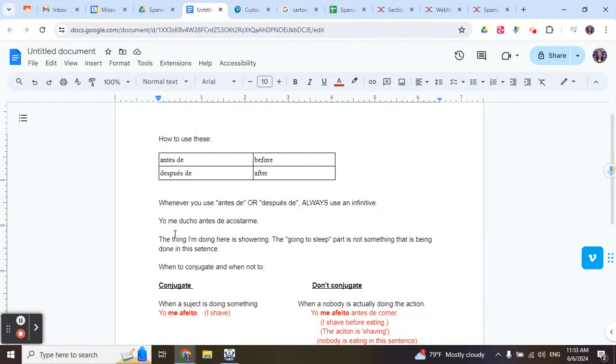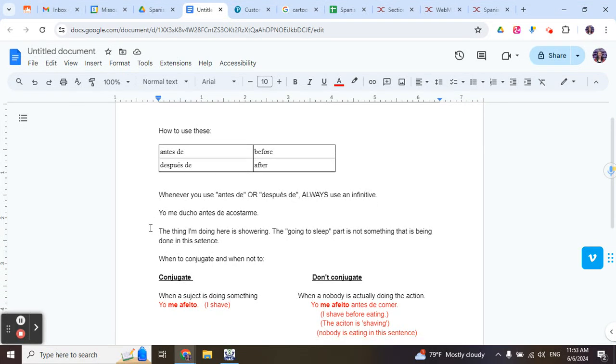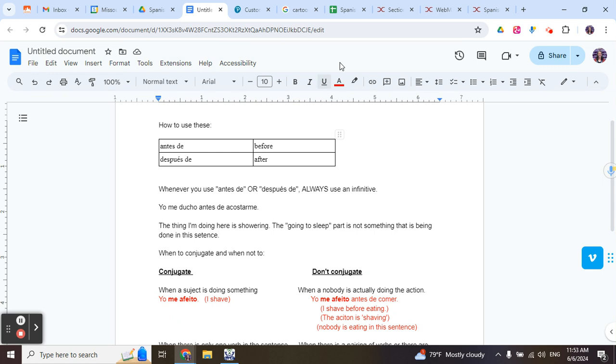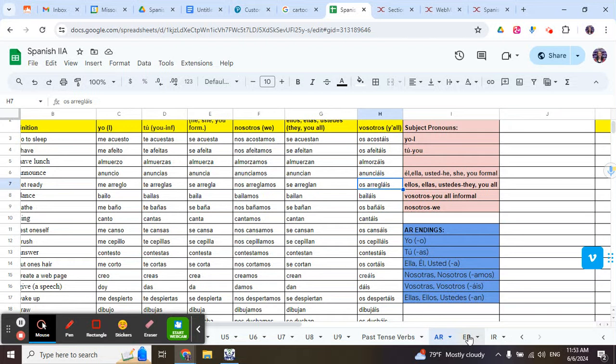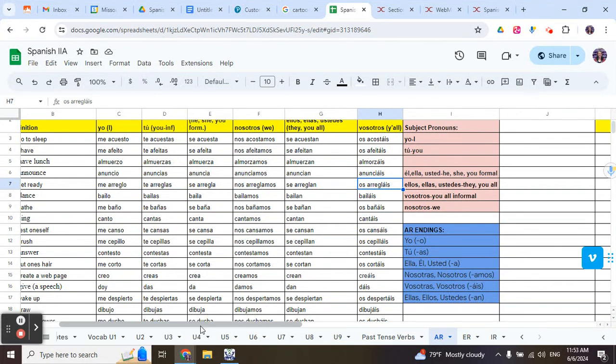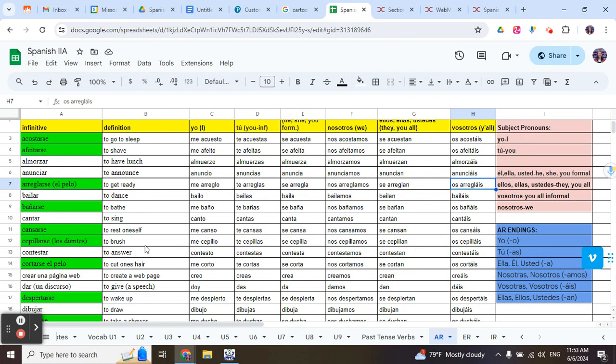When we're talking about using antes de and después de, there are some rules, and I thought this would be a good time to introduce you to times when we conjugate and times when we don't conjugate. Okay, so we know all verbs start as infinitives, and if you look at your charts where it says AR, ER, or IR, you can see all of your AR verbs, your ER verbs, and your IR verbs. And in column A, you'll see the infinitives.